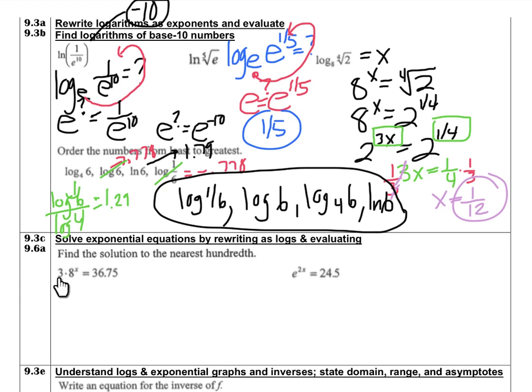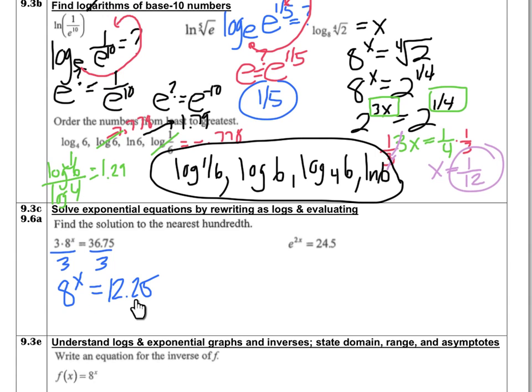So let's start with this first one. Now the exponent is right here in the x, which is connected to the 8. So the first thing we want to do is just to get that by itself. So this is being multiplied by 3. To get rid of multiplication, you're just going to divide both sides by 3. When you do that, you're going to get 8 to the x equals, it'll be 12.25.